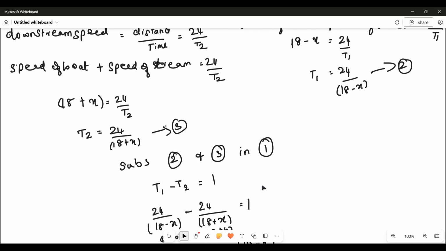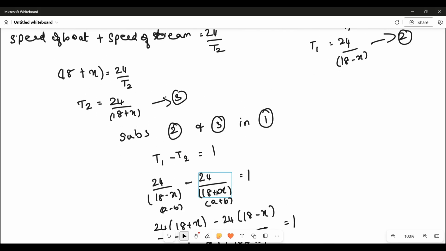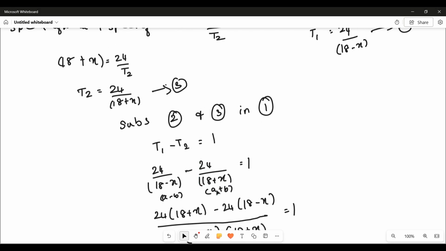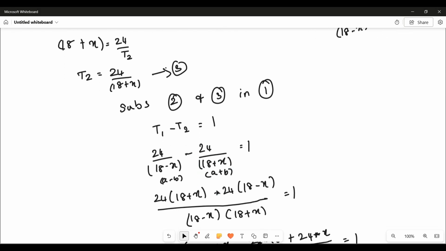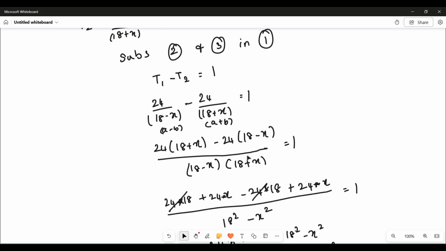Now we are plugging equations 2 and 3 into equation 1, which is t1 minus t2 is equal to 1. So I have plugged in the value for t1 as 24 over 18 minus x and t2 as 24 by 18 plus x. Now we are going to solve this: 24 by 18 minus x minus 24 by 18 plus x is equal to 1. Now we got a proper equation. When we solve this equation, we can find out the speed of stream.